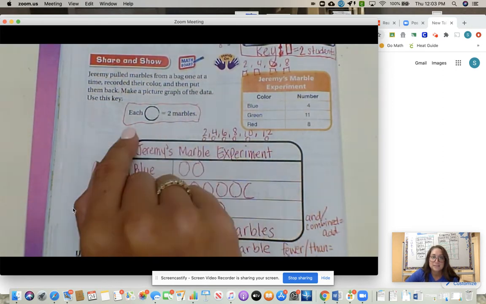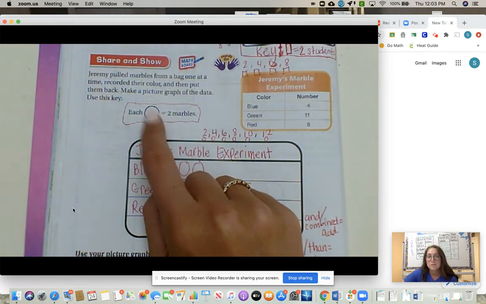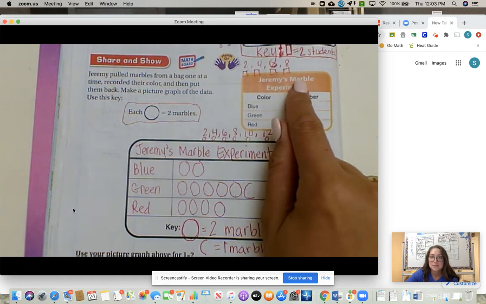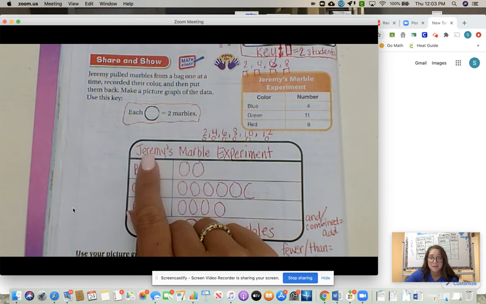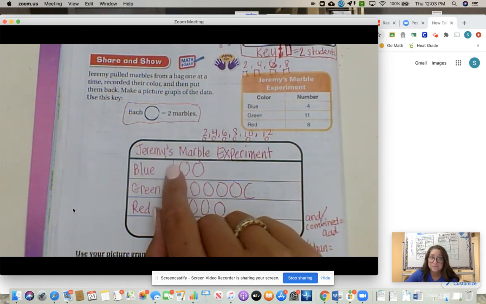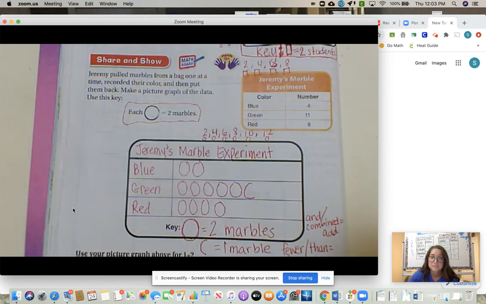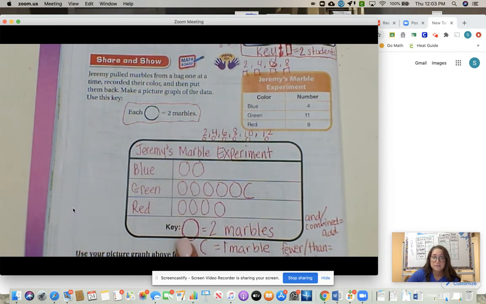Ooh, they give us the key, so we don't have to choose the picture or how much the picture represents. Here's our frequency table. It's a frequency table because we have numbers. Jeremy's marble experiment is our title. So that's why right away I write the same title. Jeremy's marble experiment. Here are the colors. Right away I'm going to fill them in. Blue, green, red. Same, blue, green, red. I already know the key. It told me. So down for the key, I'm going to put a circle equals 2 marbles.